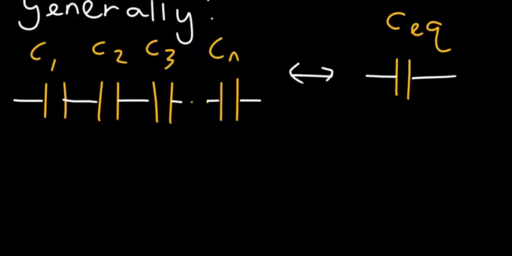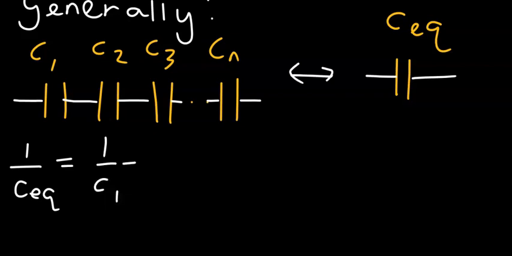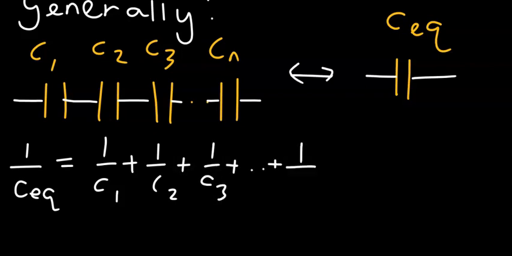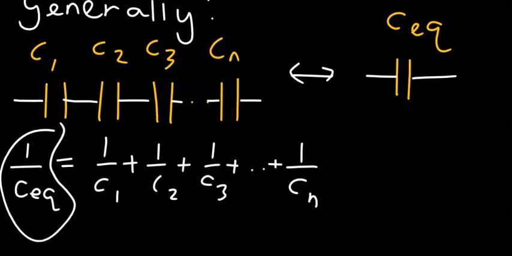So generally, if you have n capacitors in series, the equivalent capacitance can be calculated using the following equation. The inverse will simply add up: 1 over C1 plus 1 over C2 plus 1 over C3 all the way plus 1 over Cn equals the inverse of the equivalent capacitance.